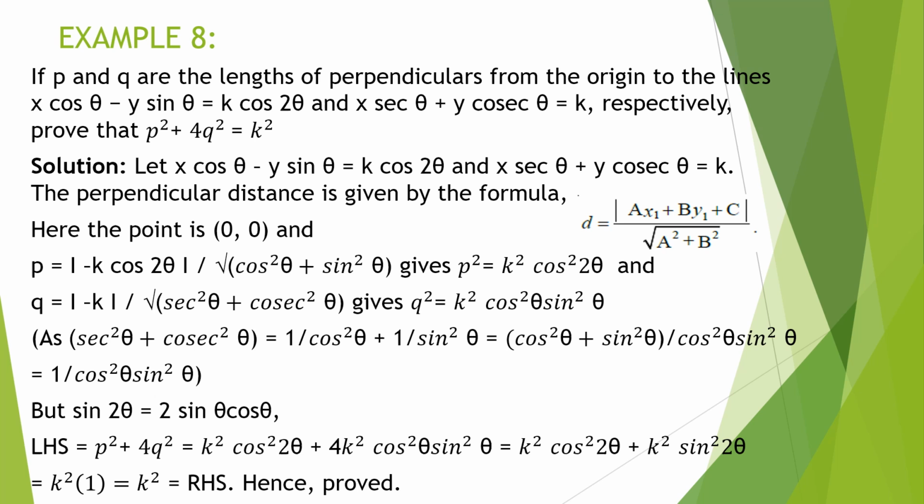But you know that sin 2 theta is 2 sin theta cos theta. Already you have a cos 2 theta type of value in P. So over here also, sin 2 theta is equal to 2 sin theta cos theta. We are going to use this.